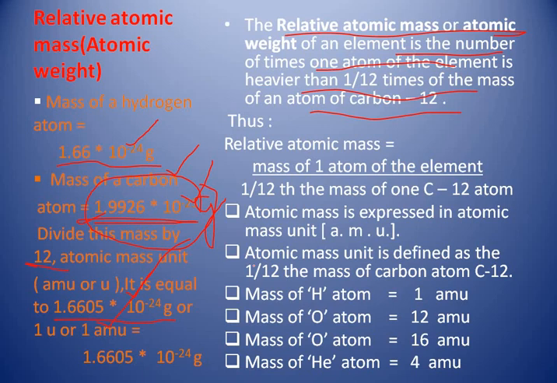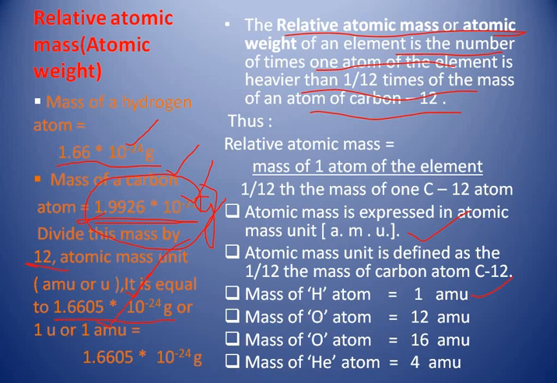Now the relative atomic mass is expressed in the atomic mass unit, that is AMU. We are not using the unit gram or kilogram for the atomic masses. The unit to calculate the atomic mass is AMU, and its full form is atomic mass unit. Atomic mass unit is defined as 1/12th the mass of the carbon 12, that is C12 atom. For example, the mass of a hydrogen atom is 1 AMU.